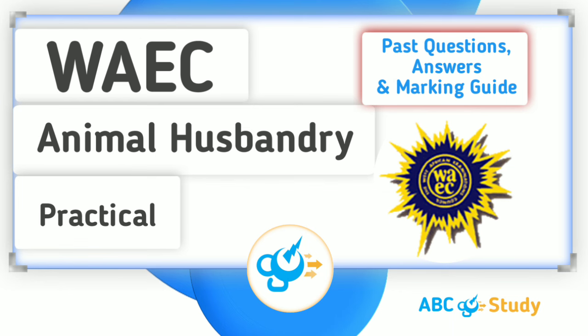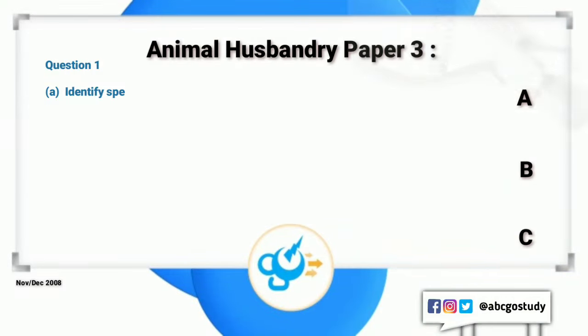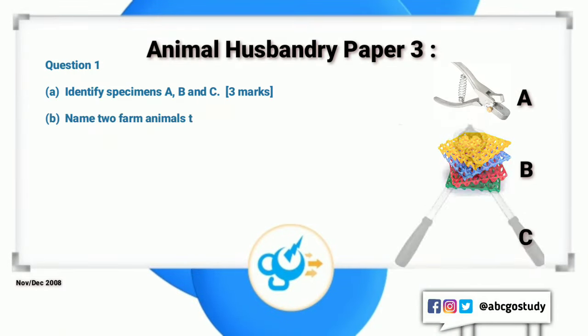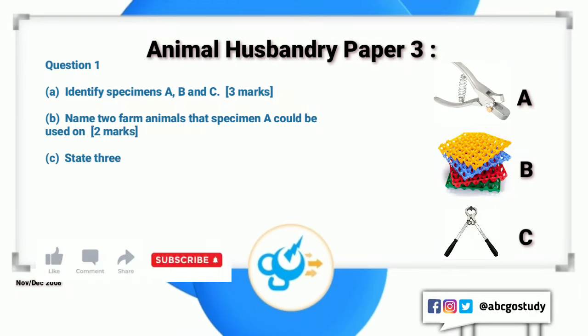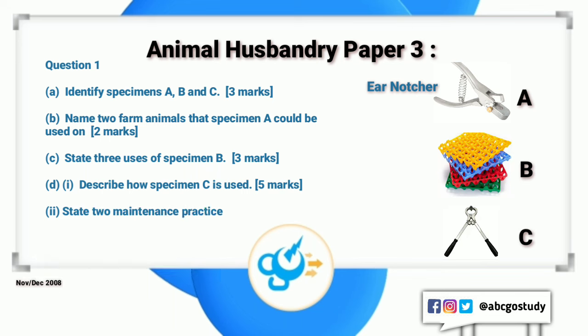So starting from A, we have identify specimen A, B, C. Specimen A, just like you can see on the screen, is ear notcher. Specimen B is egg tray. Specimen C is Burdizzo. Now, all these three specimens have their usefulness. So we are looking at the later questions, and you see that those questions specify more on their usefulness.